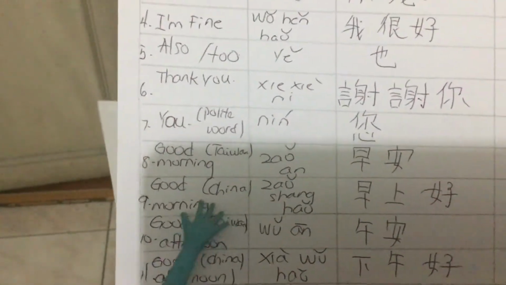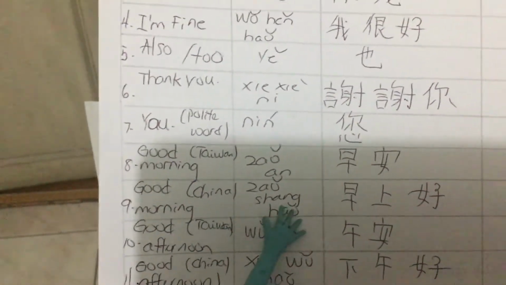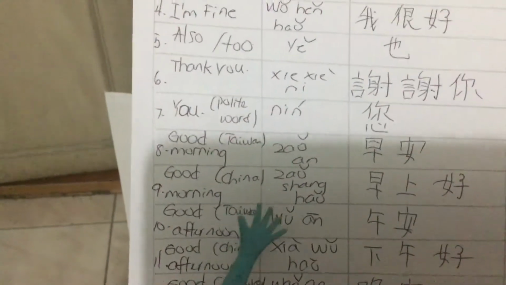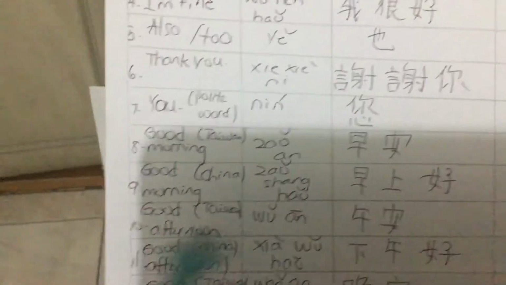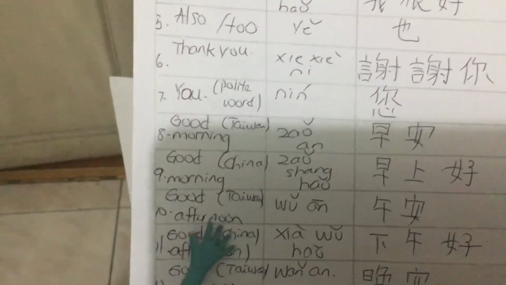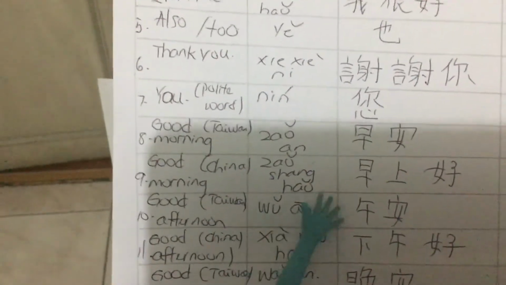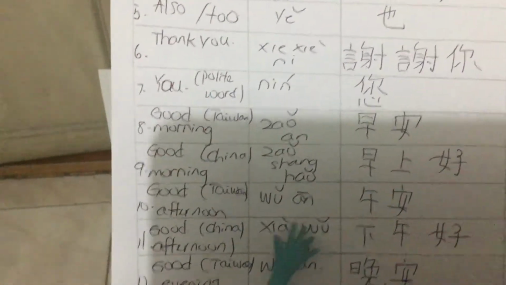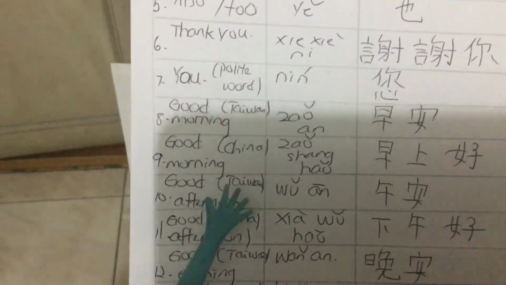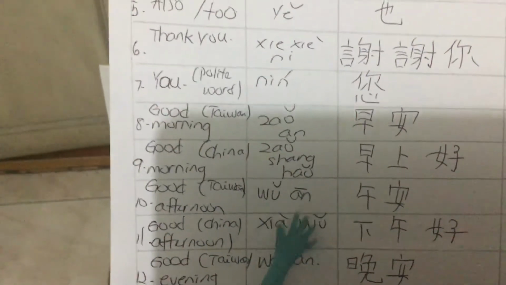Good afternoon in Taiwan, 午安. Good afternoon. People in China use 下午好. Good afternoon in China, 下午好.